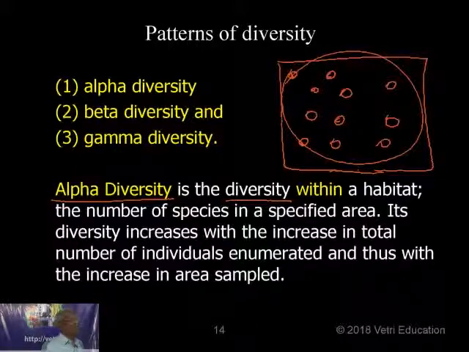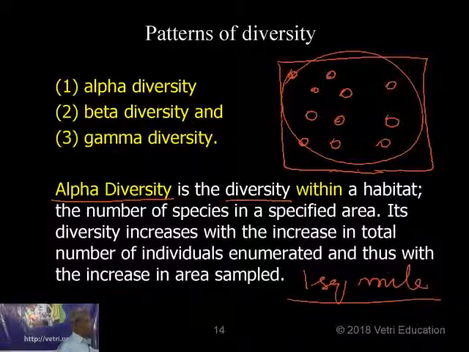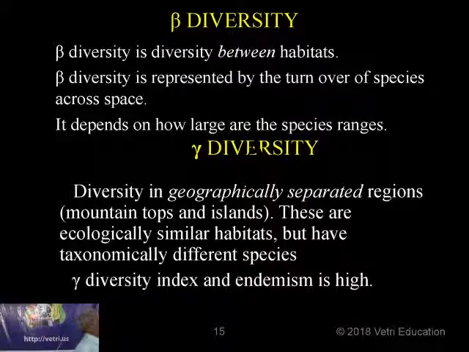If you restrict yourself to only one square mile or one kilometer, you may not be able to see that much variation. But if you extend your investigation area to four square miles, walk a little more distance, go deep into the forest, you will be able to see more and more variation, more and more diversity. So that's what it states: the diversity increases with the increase in the total number of individuals enumerated. It all depends on the total number of individuals that you are enumerating.